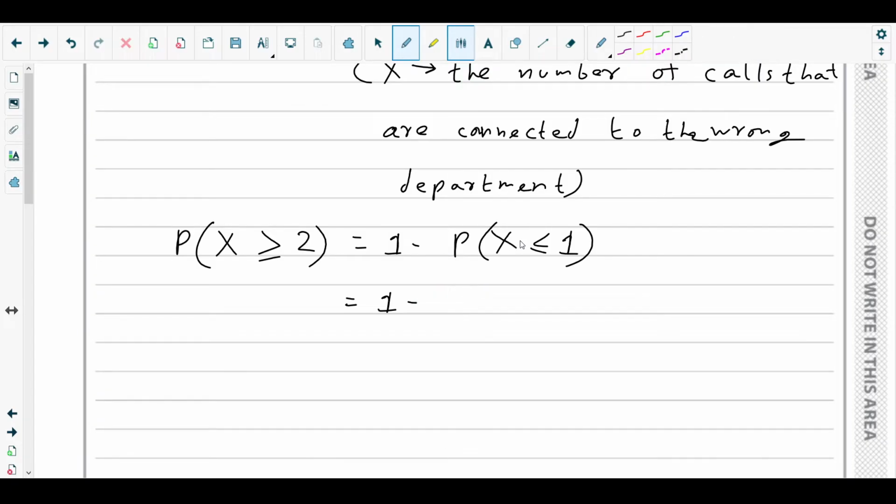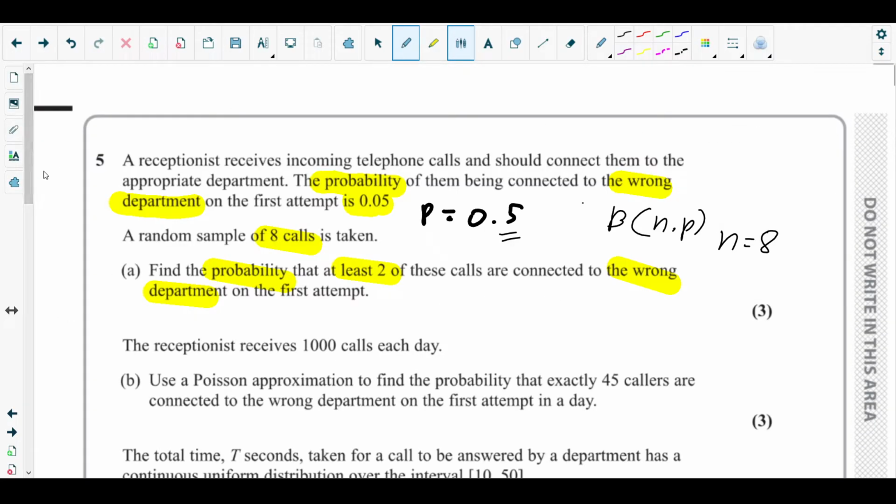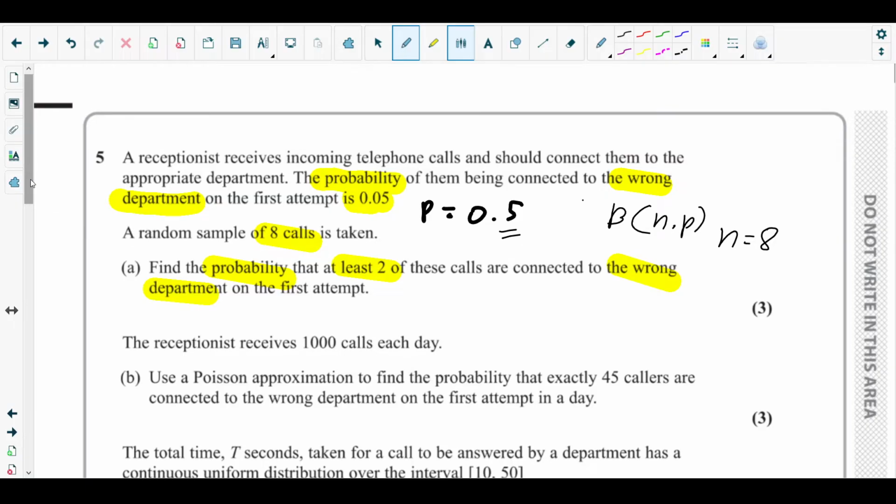Okay, so the value that we got here is 0.9428. So 1 minus 0.9428 is what? 0.0572, isn't it? Okay, so this is the answer for part A. That's it. Very straightforward. Next, part B.